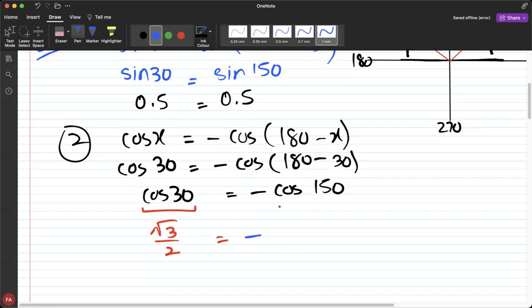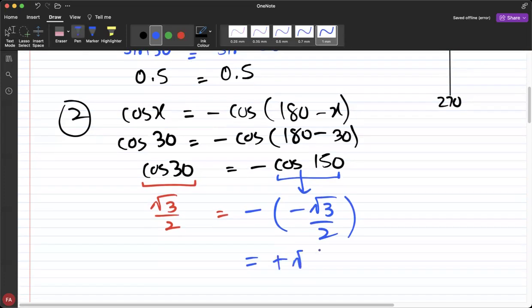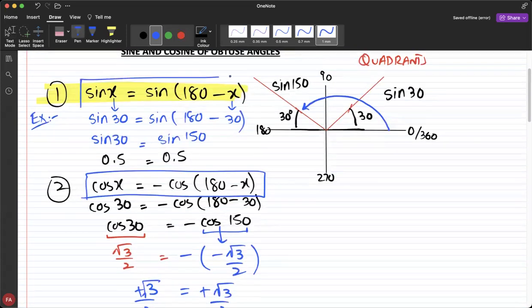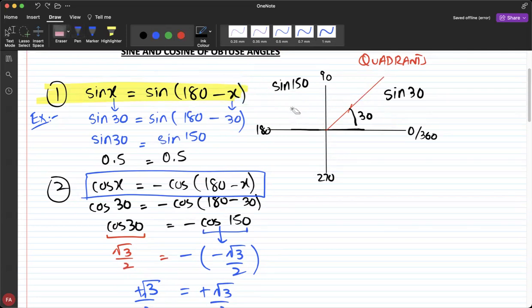What you need to realize over here is that in this case, cos 150 is going to give you minus square root 3 over 2. And that again will give you plus square root 3 over 2. So I'm sure some of you are very confused as to what on earth is happening. You need to realize, everyone, that we have these two important identities. And there are certain properties when it comes to these quadrants.